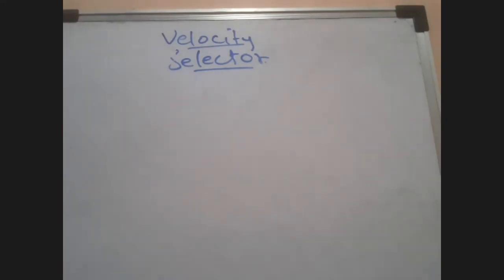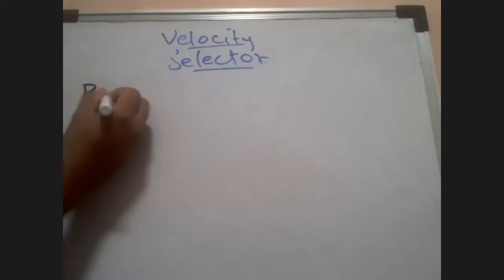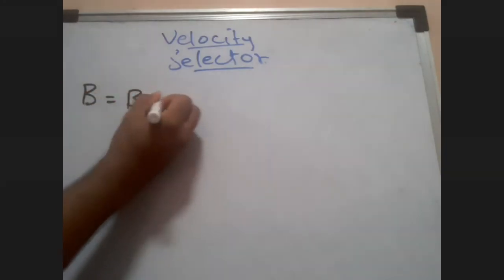Okay. Now let's talk about another question. This question says, there's a uniform magnetic field, students, and the magnetic field B is given in terms of B naught K cap.